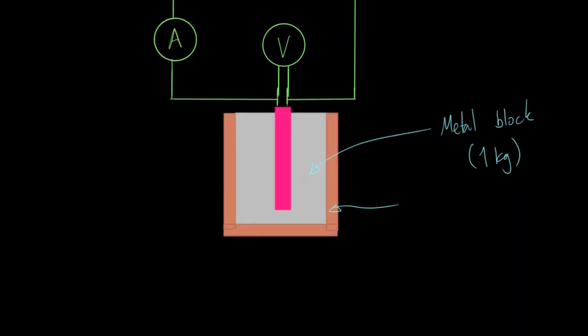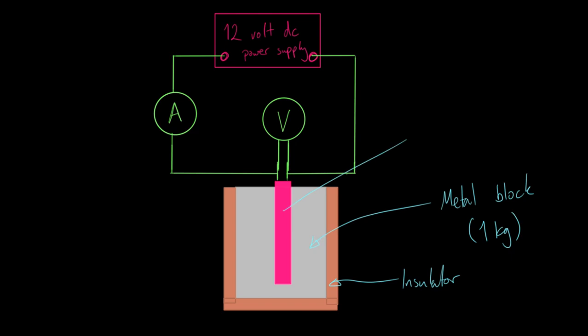Around the outside, there is an insulator of some kind. Now, why is there an insulator around the outside? Well, this whole experiment is going to be about heating this block up and seeing how the temperature changes over time. The last thing that you want is the temperature from the block leaking into the surroundings, dissipating into the surroundings, because it will make your readings all go wrong.